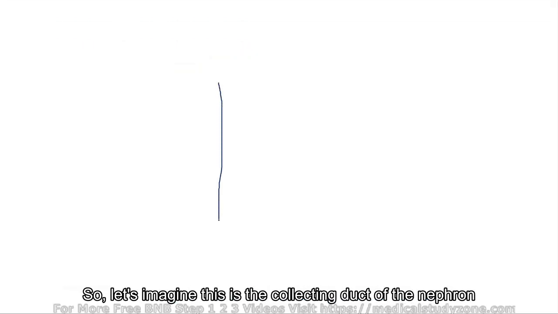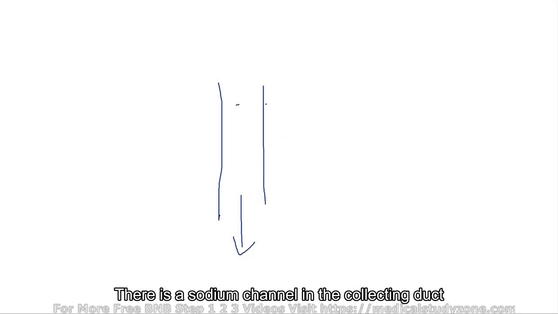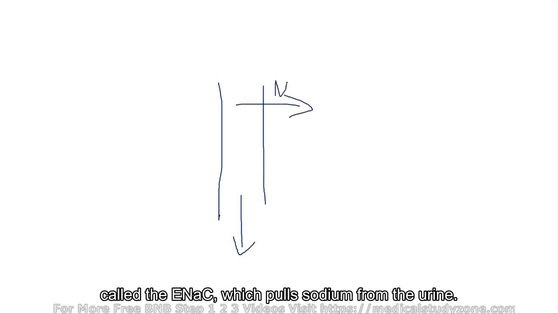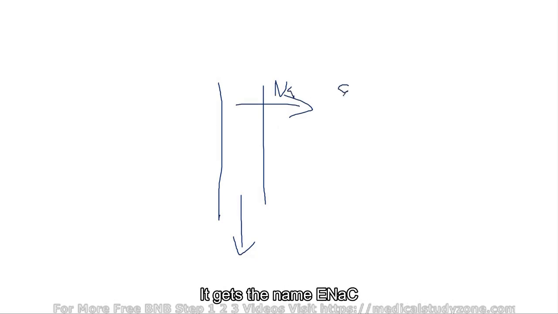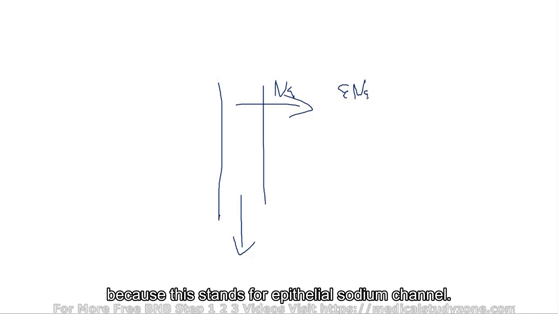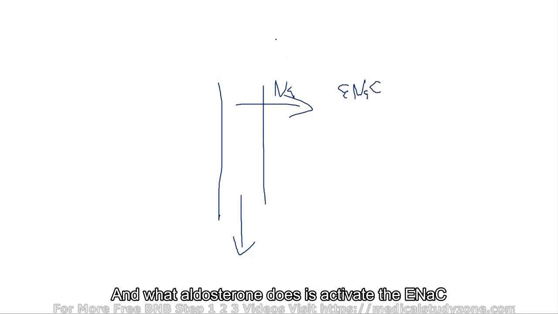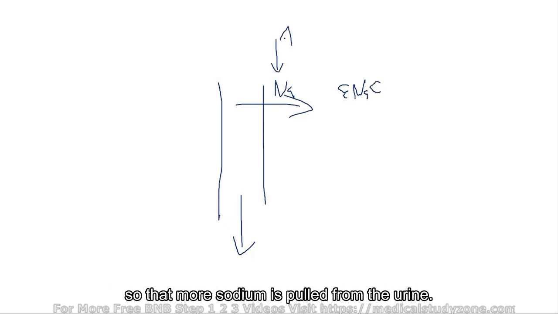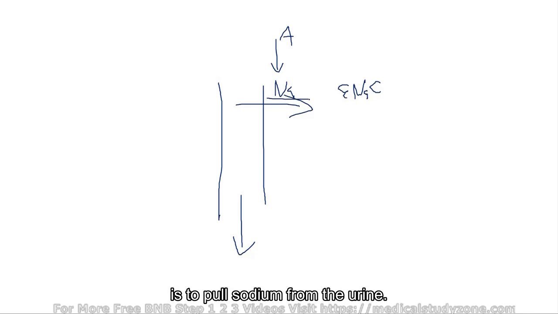So let's imagine this is the collecting duct of the nephron and urine is exiting the body in this direction. There is a sodium channel in the collecting duct called the ENaC, which pulls sodium from the urine. It gets the name ENaC because this stands for epithelial sodium channel. And what aldosterone does is activate the ENaC so that more sodium is pulled from the urine. So that's one of aldosterone's effects, is to pull sodium from the urine.